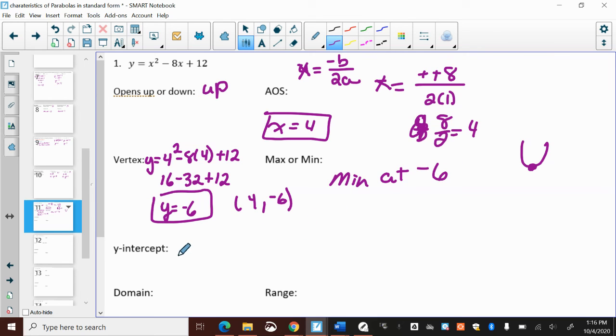The y-intercept is easy to find here. It's always just the constant, the c value. So remember, this is just your c value. So that's going to be the point (0, 12). Domain is always all real numbers. And the range is going to be from the y value heading up. Since we're heading up, it's y greater than or equal to -6, part of that vertex.